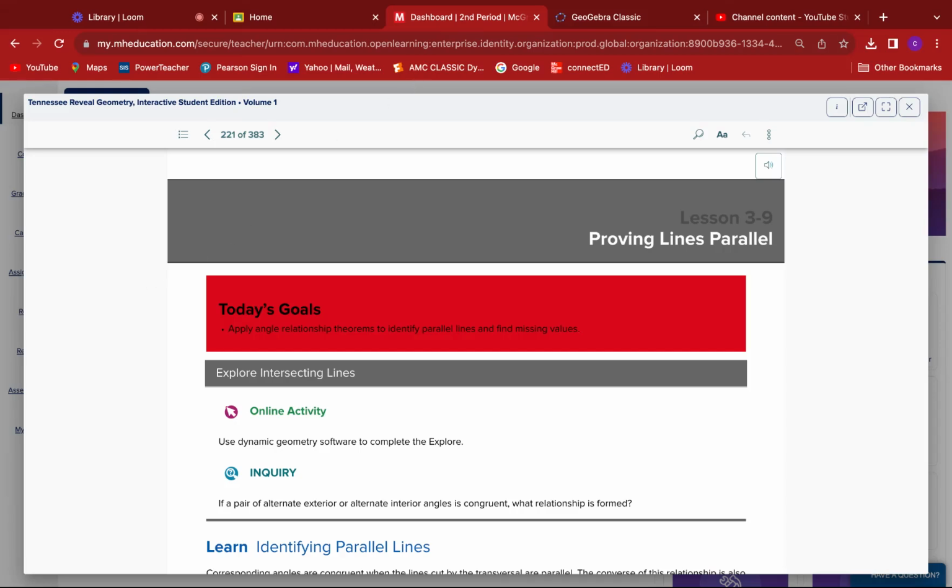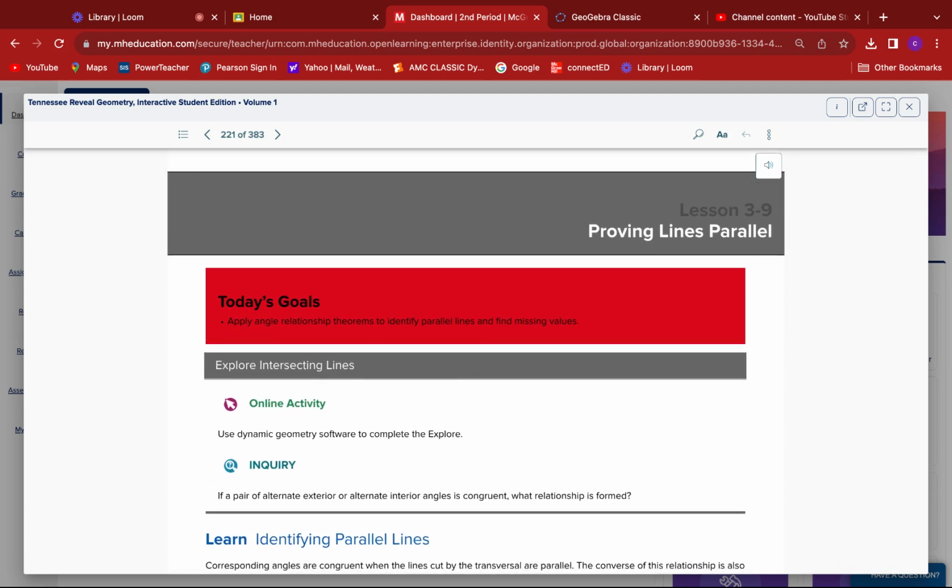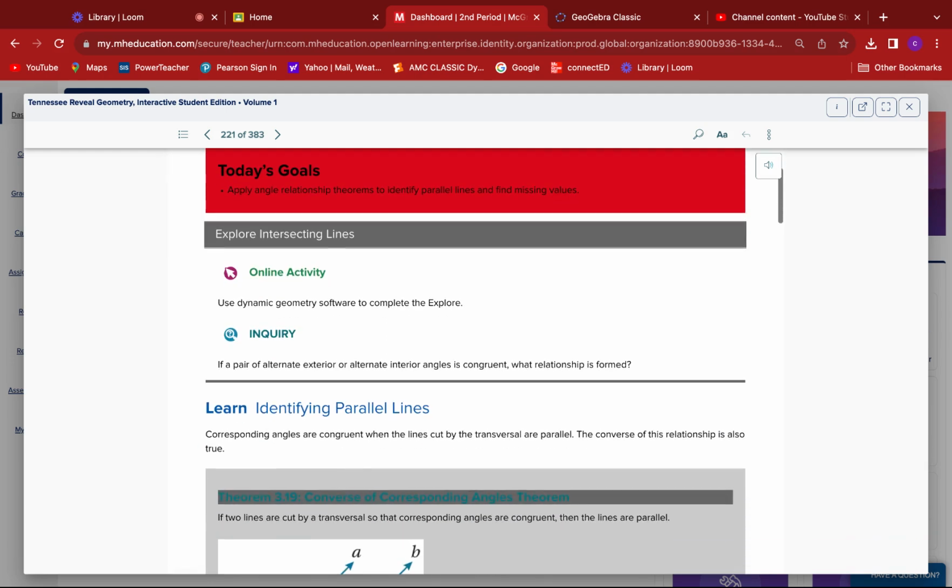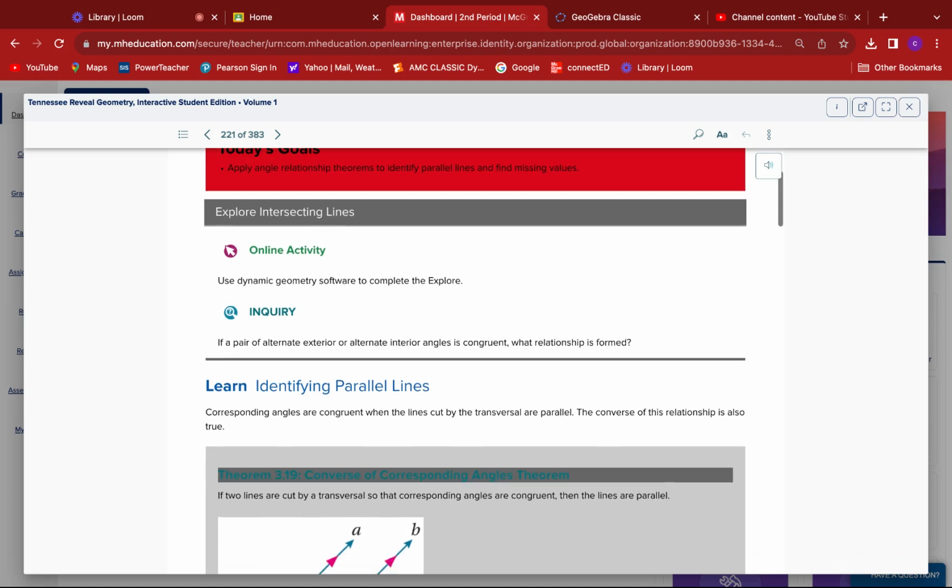This is lesson 3-9 in the Tennessee Revealed Geometry, proving lines parallel. First off, you need to know that parallel lines are in the same plane. They are coplanar. Parallel lines have the same slope. All right, so let's get on into it.